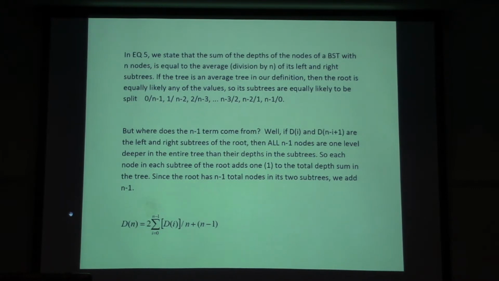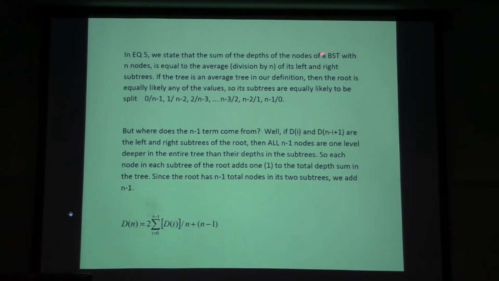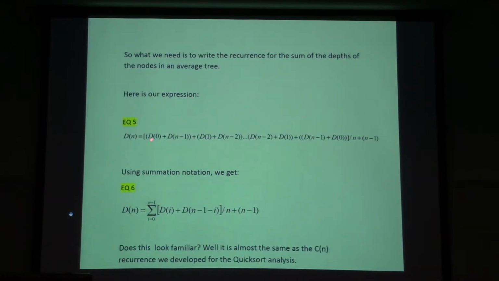In equation 5, which is here, let's interpret that. We state that the sum of the depth of the nodes in a binary search tree with n nodes is equal to the average, which is division by n, of its left and right subtrees. So now what we're looking at is the average depth of n nodes in a tree is going to equal the average depth of a tree which has 0 in the left subtree and n minus 1 in the right subtree, plus the one that has 1 in the left, n minus 2 on the right, 2 on the left, n minus 3, 3, n minus 4, all the way through all the possibilities, and eventually the left subtree gets bigger and the right subtree gets smaller. So these are all the possibilities, and then we'll divide them by n to give them equal probability.